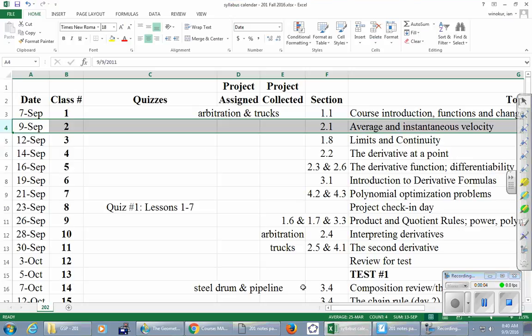Okay, so starting on page 14 in the big packet. First of all, welcome back. Happy Friday. I just walked around and checked homework for the first time. That gives you a sense of how I check homework.